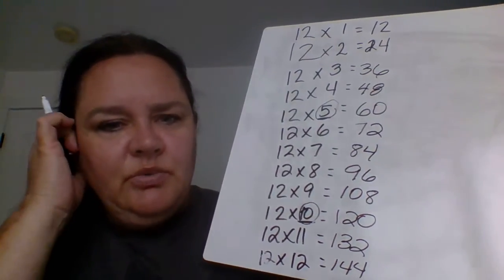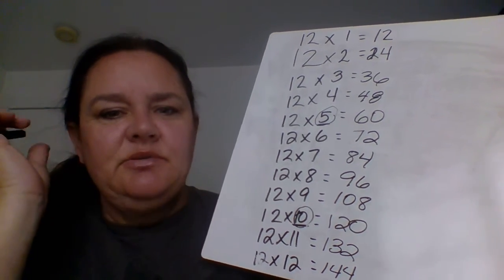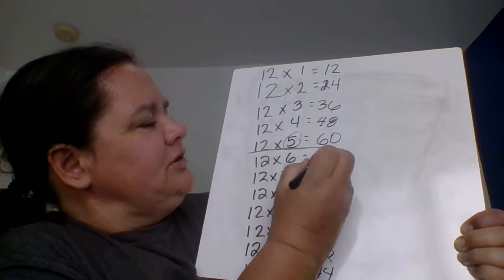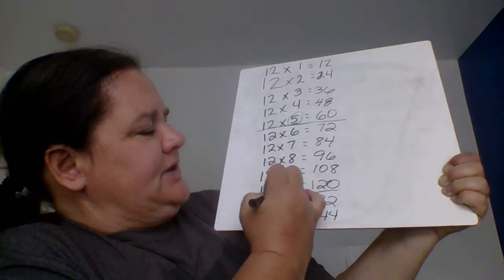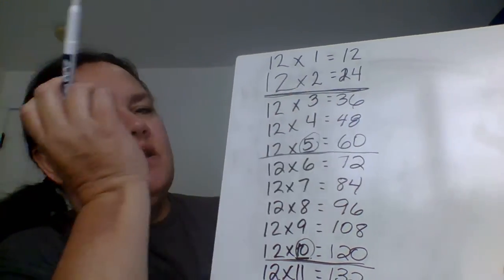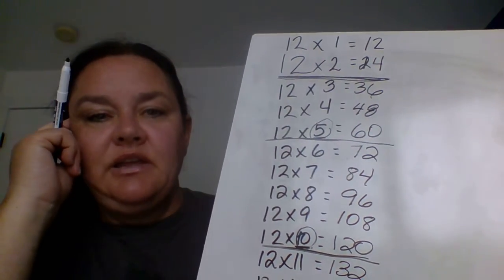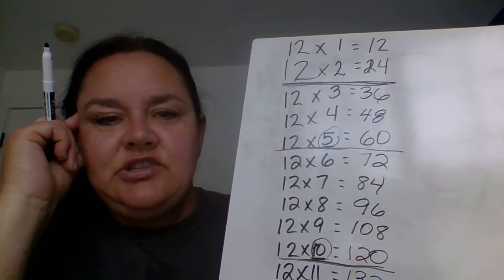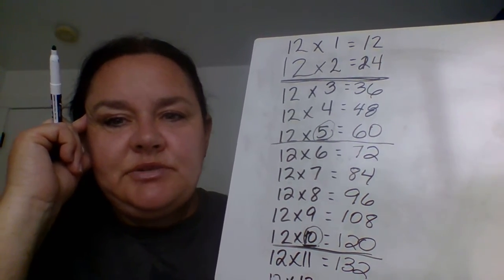So when you get stuck on your times 12s, I want you to go back to what you know. I want you to go back to your times 5, your times 10, your times 2, and add or subtract in your mind until you get to the right one. A lot of you are applying that strategy to other multiplication.